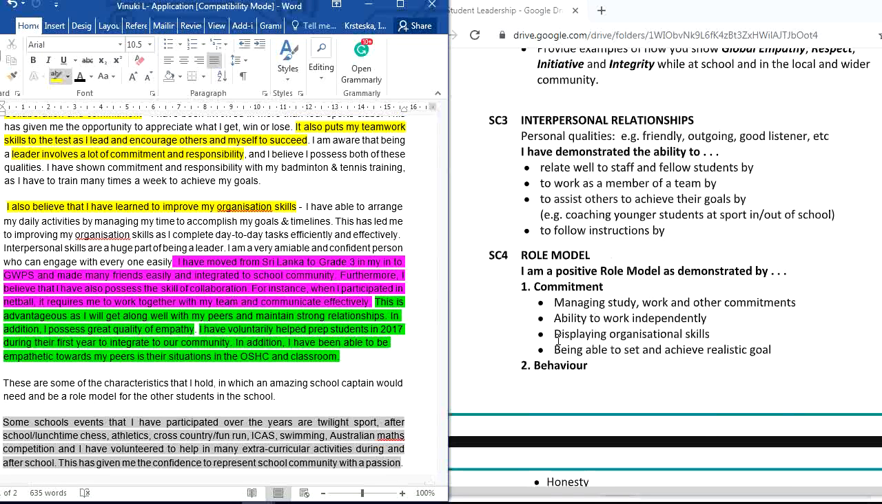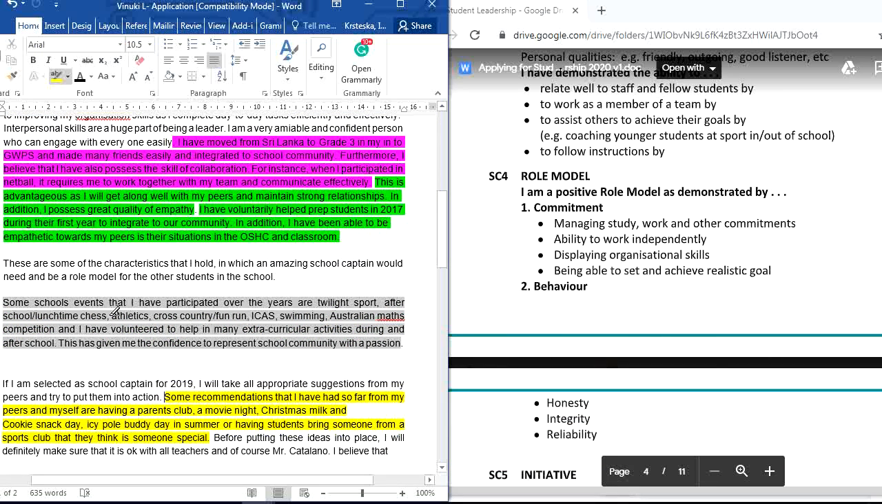The next section is role model, and in gray here we can see that they've spoken about all the different things they've participated in over the years. So twilight sport, chess, athletics, cross country, fun run, ICAS, swimming, as well as volunteering in extracurricular activities. So again, they've touched on the commitment they've had over the years to our school.